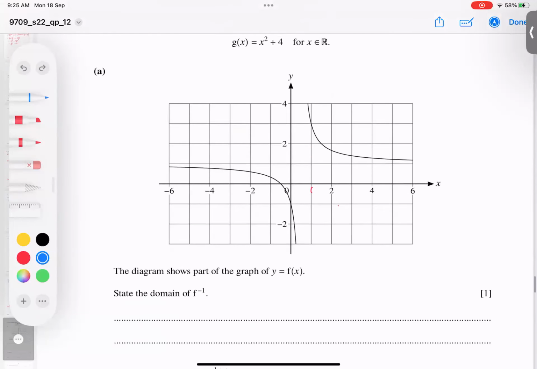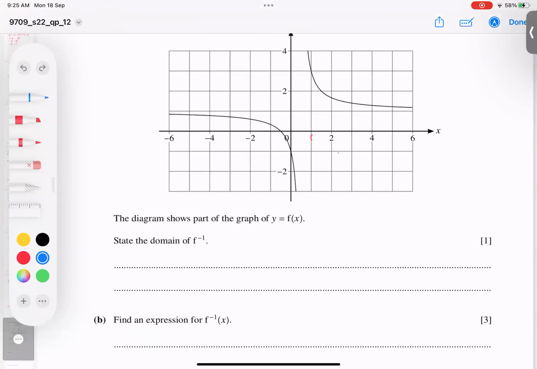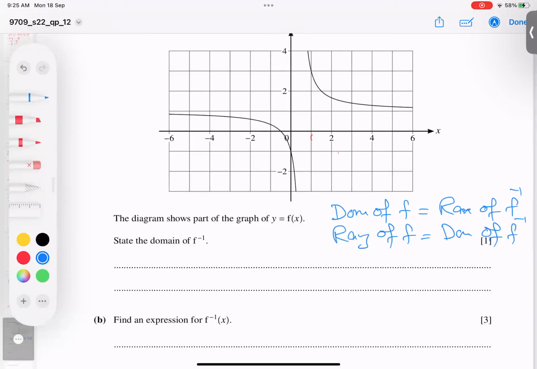We can see from here, for your knowledge, I will tell you one thing. The rule we have is that the domain of f(x) is equal to the range of f inverse(x). There's a rule, and reversed, the range of f equals the domain of f inverse. So I can use this property.